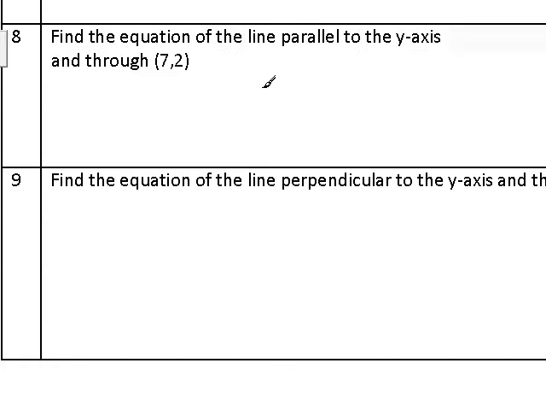All right, number 8, we want the equation of the line parallel to the y-axis. All right, let's draw a little picture. Here's the x and the y. Parallel to the y-axis, that's a vertical line. And remember, vertical lines have the equation x equal a number. So in our case, since the line goes through 7, 2, we'll just pick off the x-coordinate, and the equation is x equals 7.